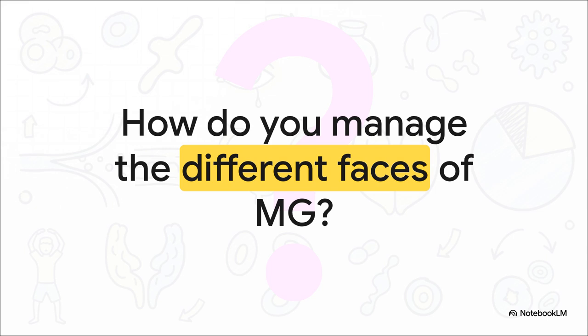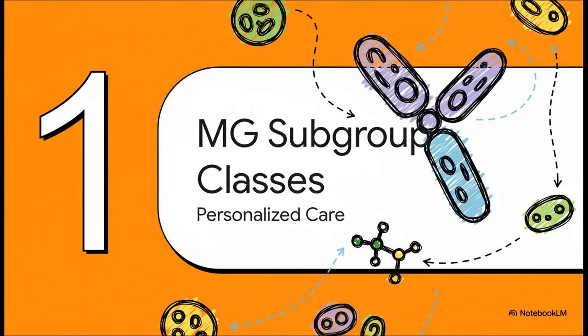The big question in managing MG today is this: how do we move beyond just looking at a positive antibody test? It's really about understanding that myasthenia gravis isn't one single disease. It's a collection of distinct subgroups, and recognizing that is the absolute key to unlocking more personalized and, frankly, more effective treatments. Everything, and I mean everything, starts right here.